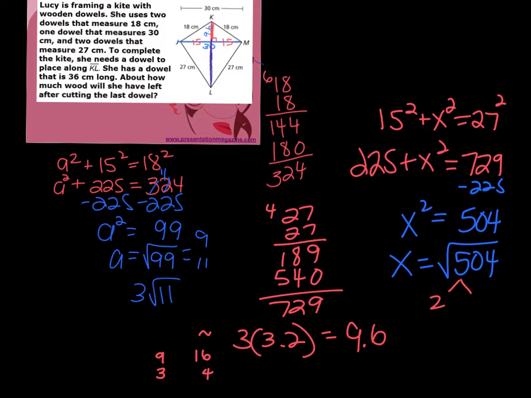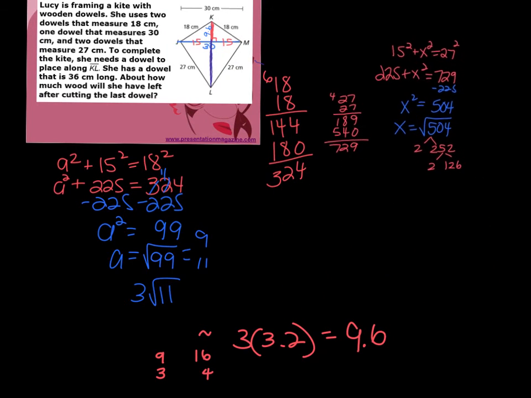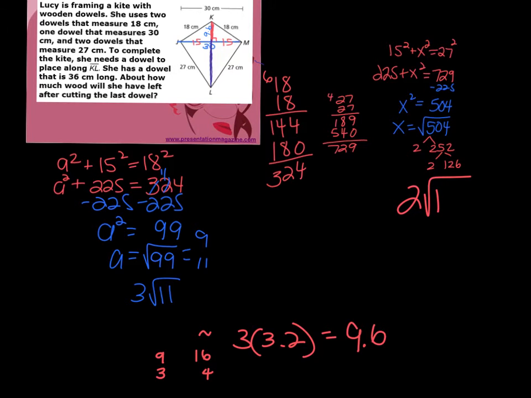Which would be 252, 126. Oh, this could keep going. But I actually just need the approximation, so I could approximate it from here. This would be 2 square root 126. What is the square root of 126 closest to, perfect square wise? It's in between 11 and 12. 11 squared is 121, so it's pretty close to 11 squared. Let's say that this is 11.2. Multiply that times the 2, 22.4.